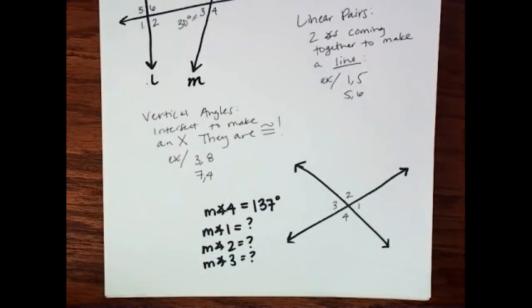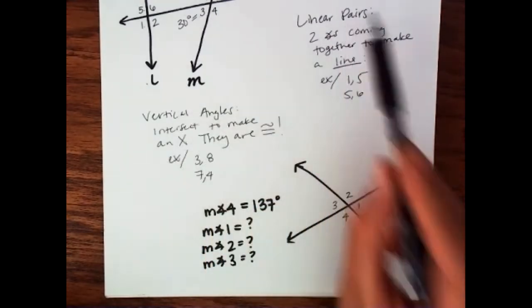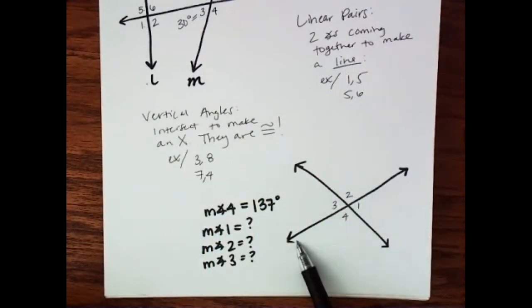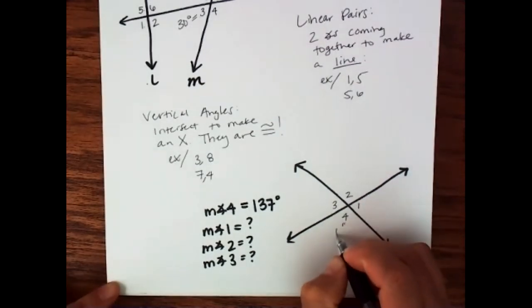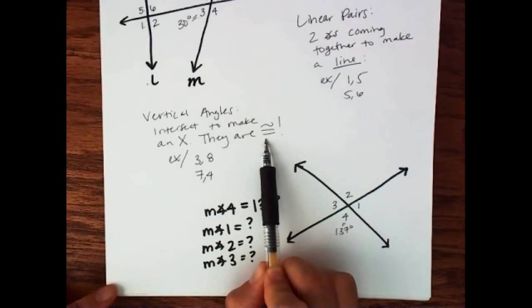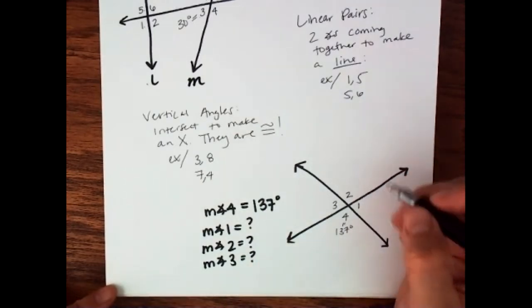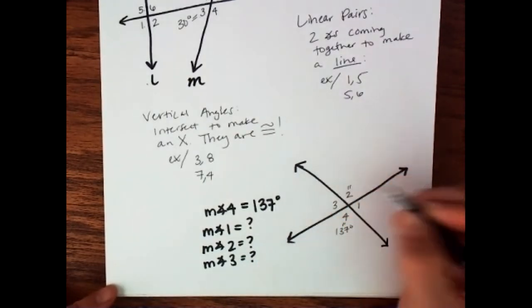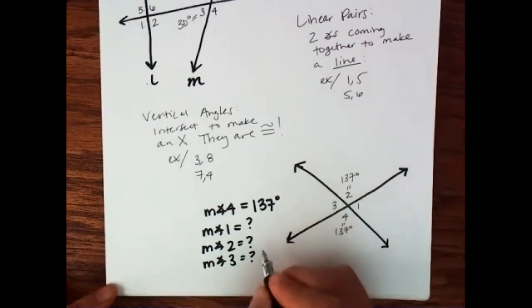So now let's look at an example that actually has vertical angles and linear pairs embedded into it. We're given the value of angle 4, and it's 137 degrees. And if we see here, angle 2 is directly across from angle 4, so we can say that these are vertical angles. And if we remember, vertical angles are congruent, or they have the same value. So for angle 2, we can say it's 137 degrees.